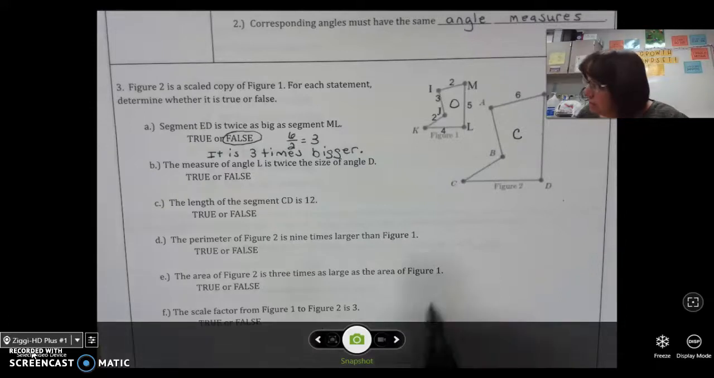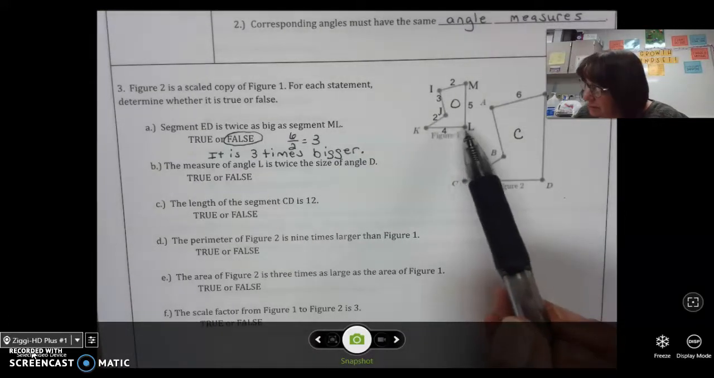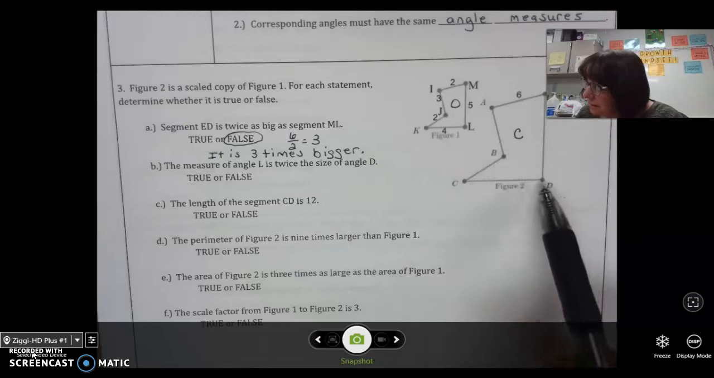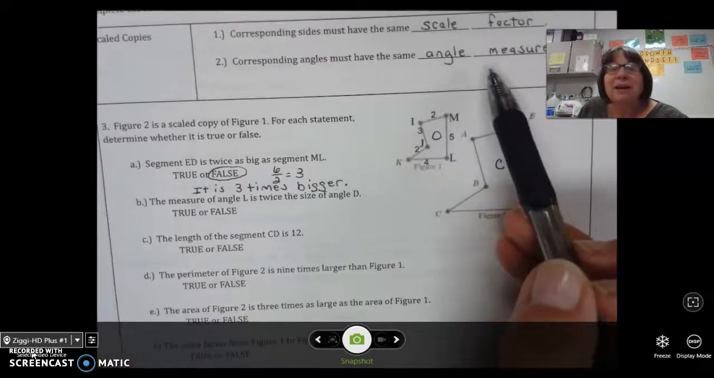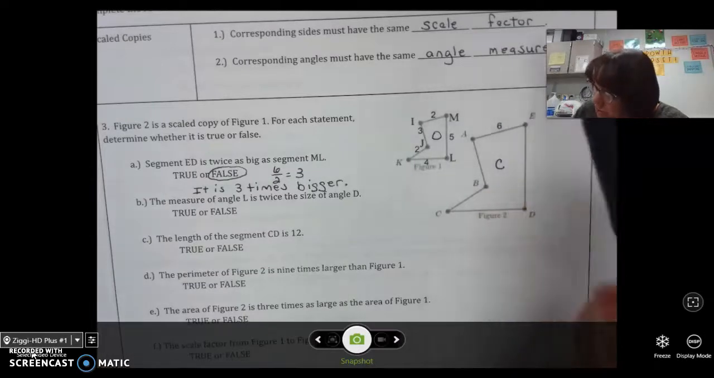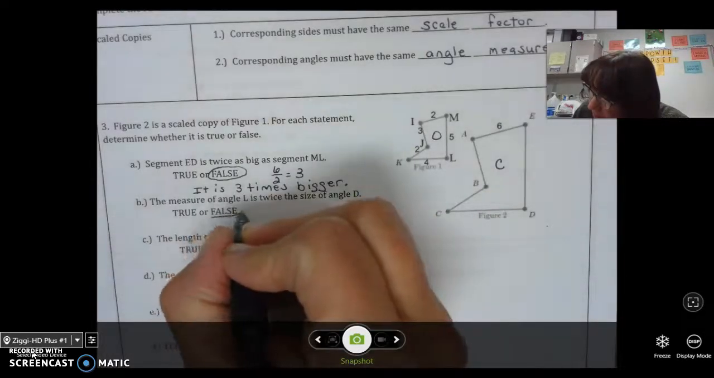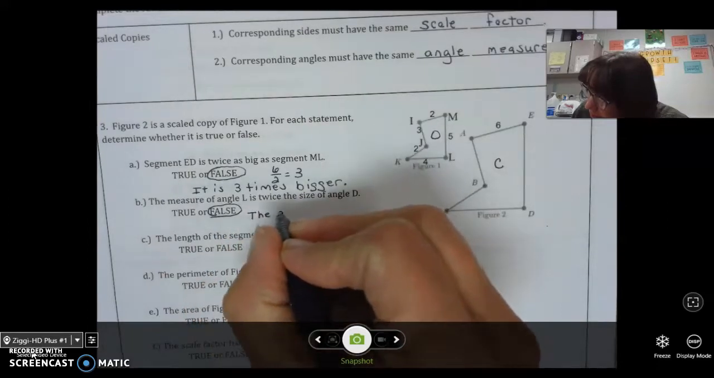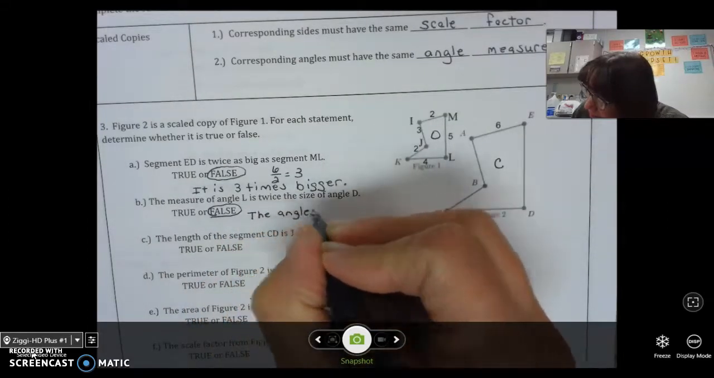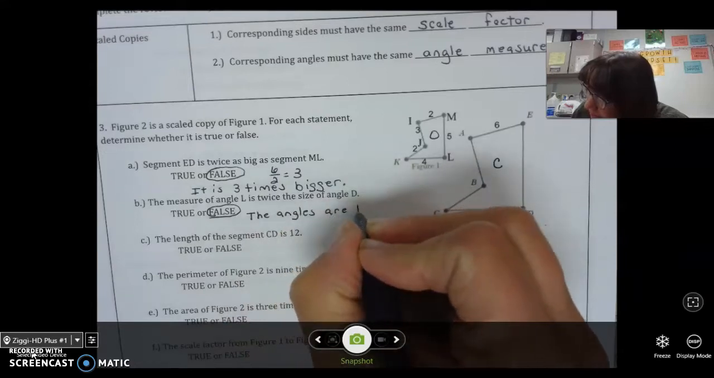What about the measure of angle L? Is it twice the size of angle D? No, what did we say up here? Corresponding angles must have the same measure, so false. The angles are the same.